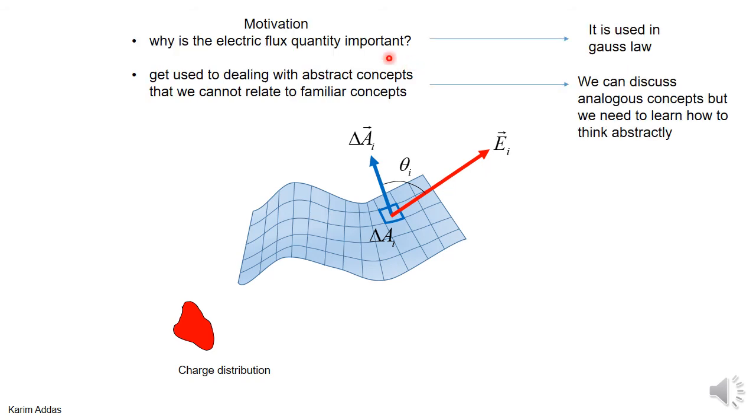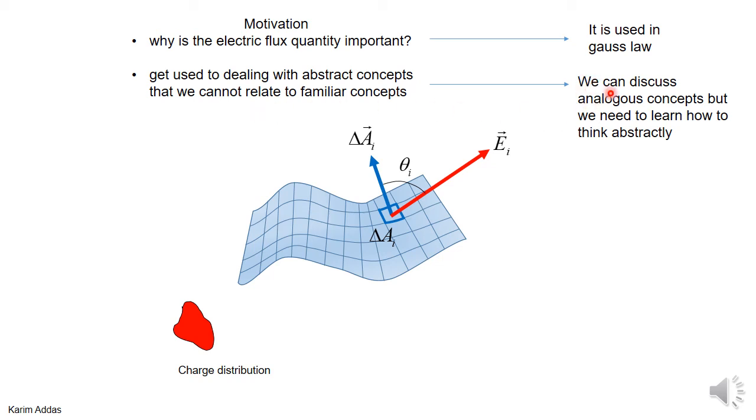So again, why are we talking about electric flux? Why is this quantity important? Remember, because it's used in Gauss's law. And why is Gauss's law important? Because it's one of the four equations that are always correct. So that's the reason, the motivation why we're studying the concept of electric flux. And as part of the motivation, you have to start to get used to dealing with abstract concepts that you don't necessarily have to relate to familiar ideas.